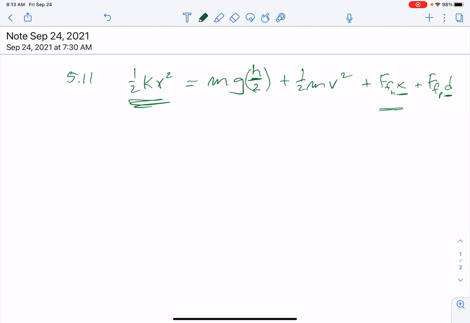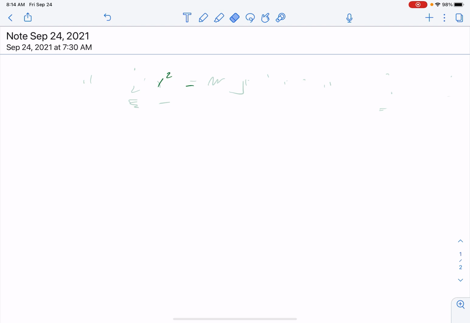All right, let's move on to another problem. I'm moving through the pages in my book. And actually what we're going to do now is cover the last idea in the chapter.